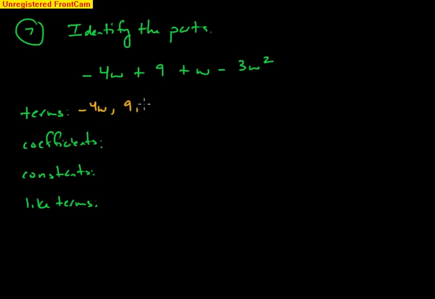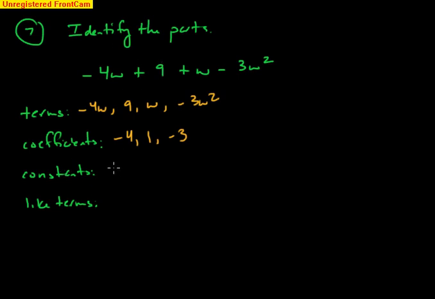So negative 4w, 9w, and negative 3w squared. They're the terms. The coefficients then are the numbers in front of variables. So w is a variable. Negative 4 is the coefficient. 9 has no variable. It's not a coefficient. There's a w. That's a variable. There's a 1 in front of it. And this w squared is a variable. There's a negative 3 in front of it.